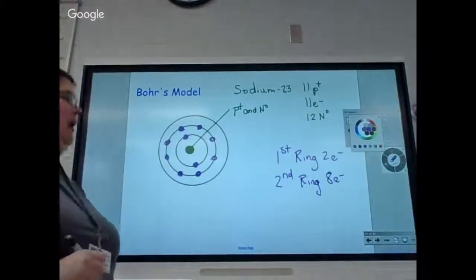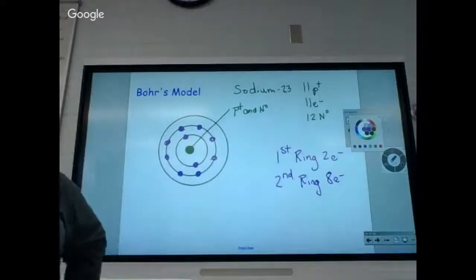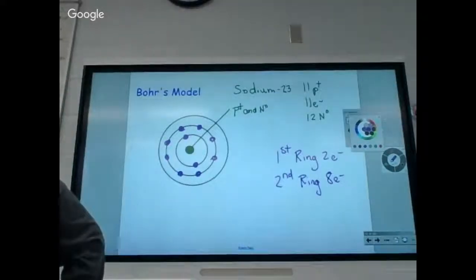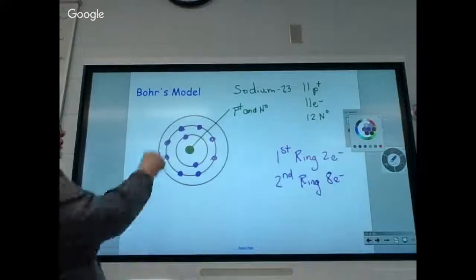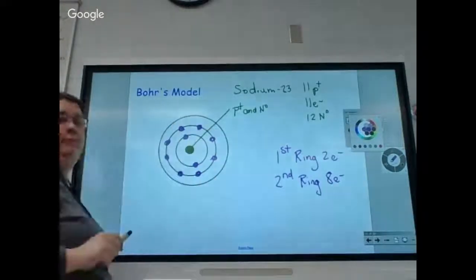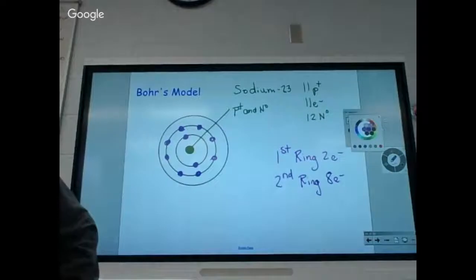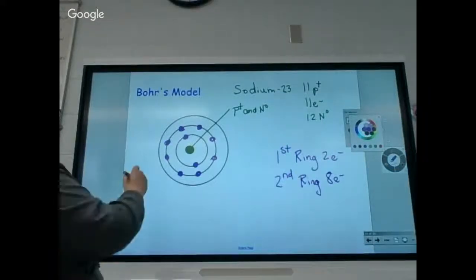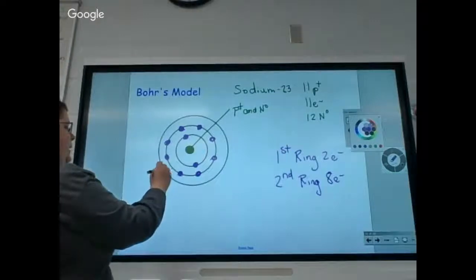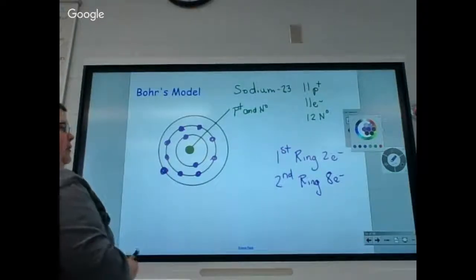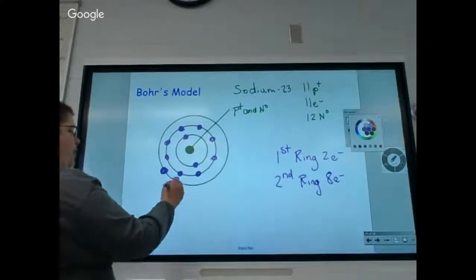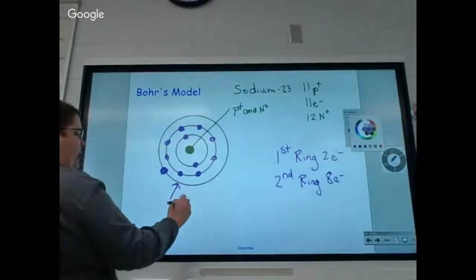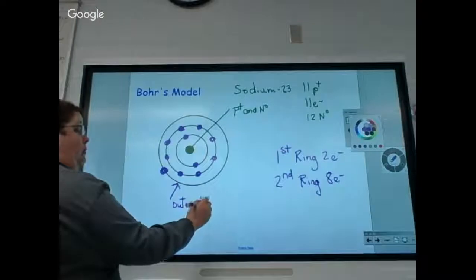Okay? Now, how many electrons have we put in this model so far? 10. 2 plus 8 is 10 in my world. Okay, so how many more do I need to put in? 1. Just 1. So I'm going to put it where? On the last ring. Now, that means there's how many electrons on the last ring? 1. We refer to this as the outer shell, which we'll talk about down the road.